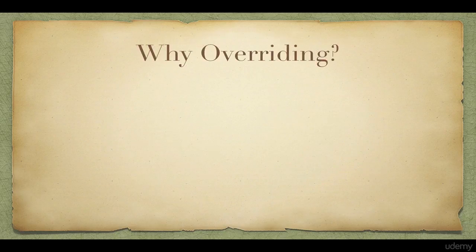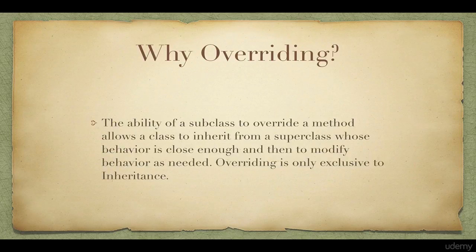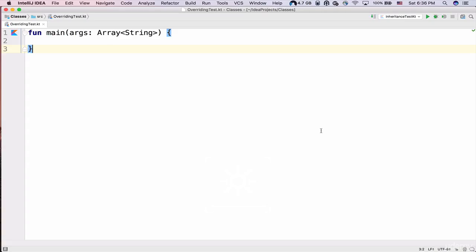So why overriding? Why do we have to use overriding inside our projects? The ability of a subclass to override a method allows a class to inherit from a superclass whose behavior is close enough, and then to modify behavior as needed. Overriding is only exclusive to inheritance. So now it's time to show you some practical examples.